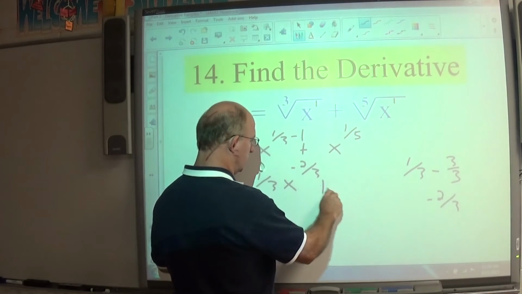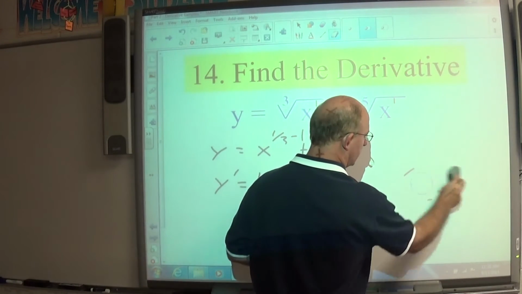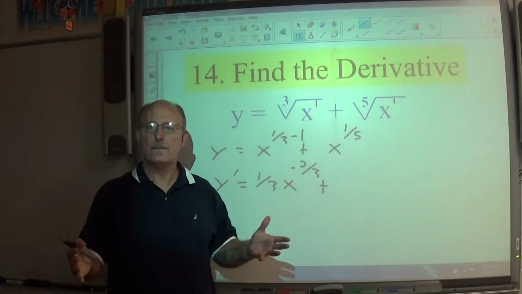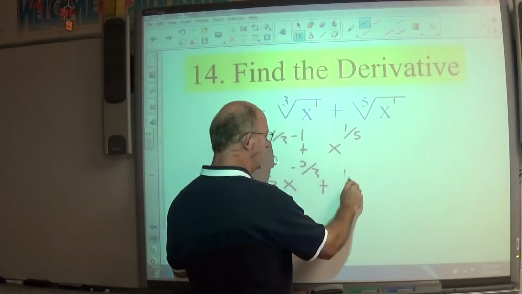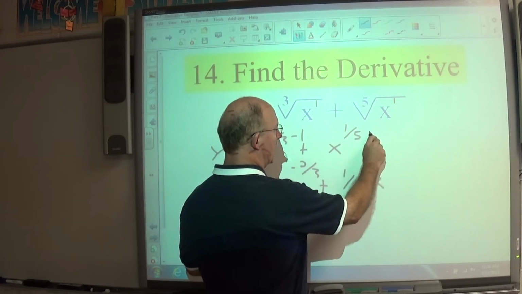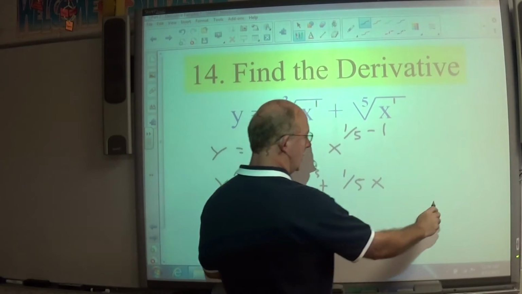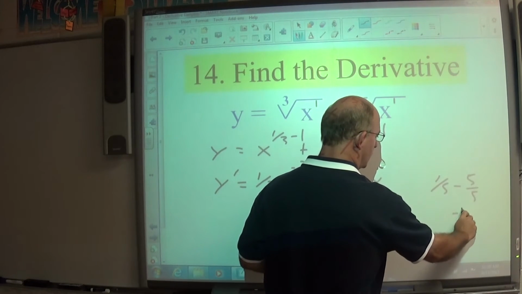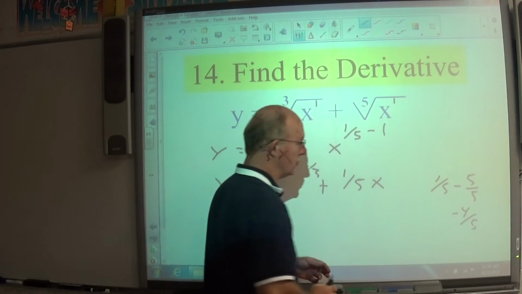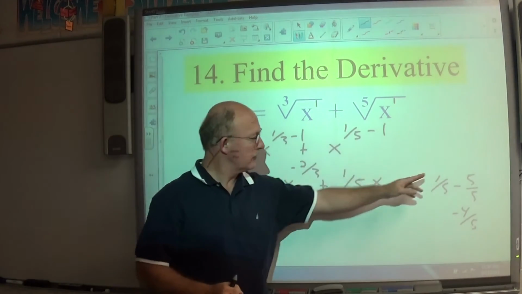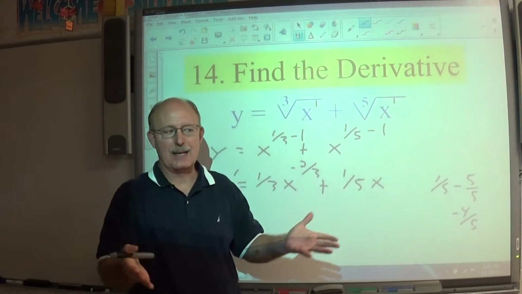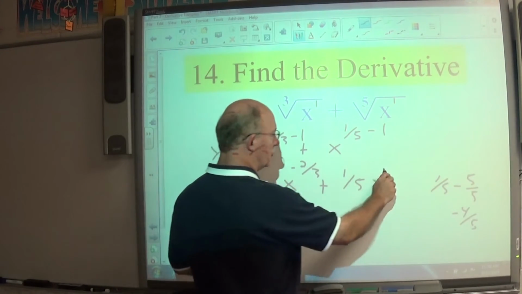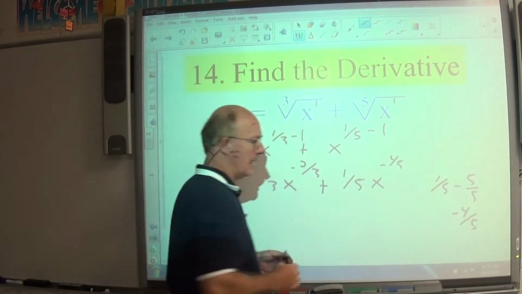Now, plus, let me erase this. Now, let's take the derivative of x to the 1/5. We'll do the same thing, bring the 1/5 down, times x to the, now this time we're going to subtract 1 from our exponent here. That will be 1/5 minus 5/5, which would be negative 4/5. So as you subtract 1 from 1/5, we're going to rewrite it as 5/5, so it has the same denominator as the other fraction, and then go ahead and subtract them, so this will be negative 4/5. And there you've got it.